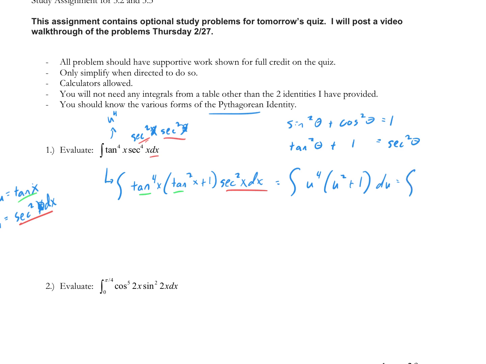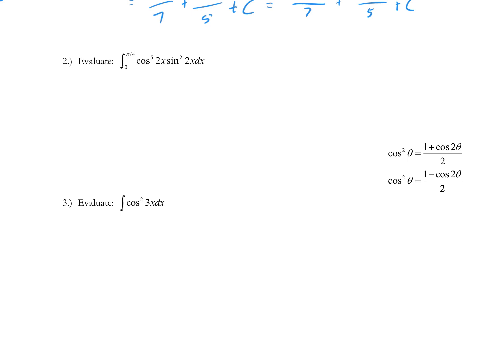All right, then we simplify before taking the antiderivative. Distribute the u to the fourth, and you get u to the sixth plus u to the fourth du. Now we're all set up to take our antiderivative: u to the seventh over 7 plus u to the fifth over 5 plus our constant c, and then back substitute. That is tangent to the seventh x over 7 plus tangent to the fifth x over 5 plus c. And there's the first one. Moving on to problem number 2.